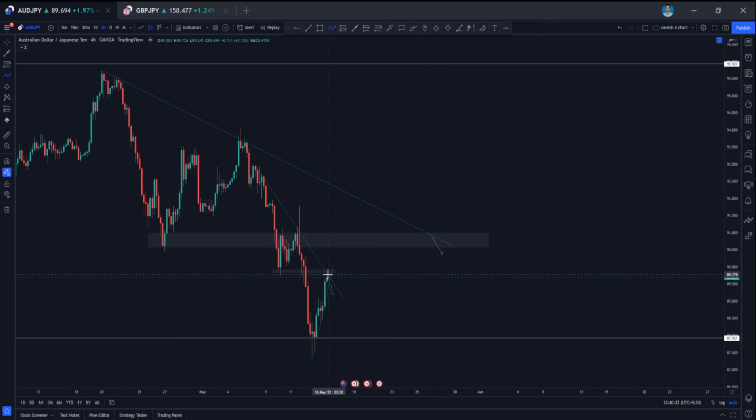If it is directly coming to this resistance area and if it is moving down, I'll be looking for short entries. Or if it is not holding this level and if it is moving up, again I'll be looking for short entries from here after the formation of a change in structure in 1 hour time frame.